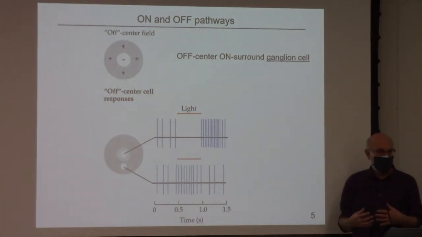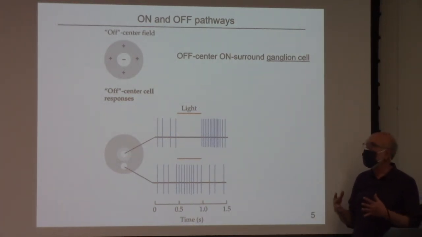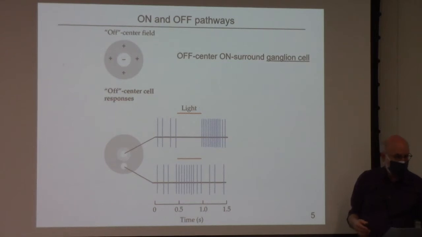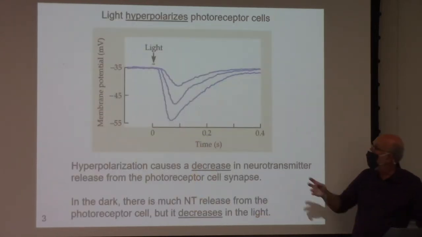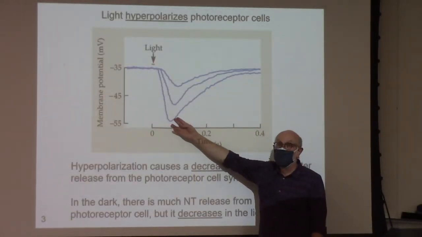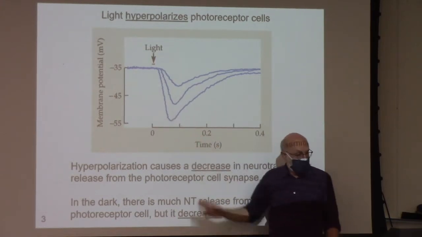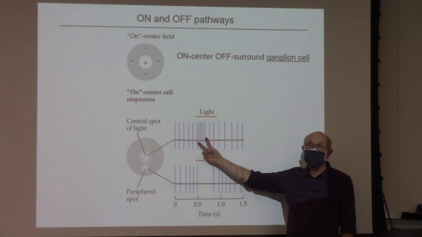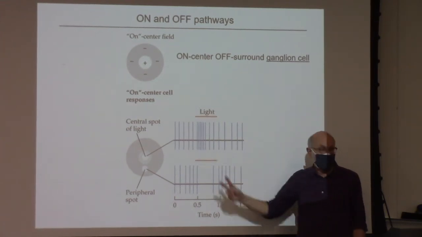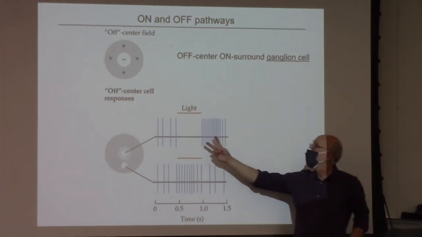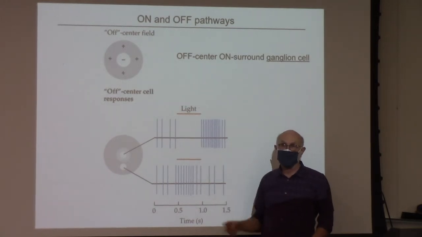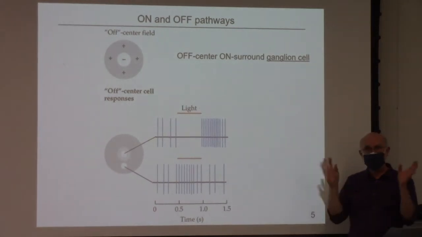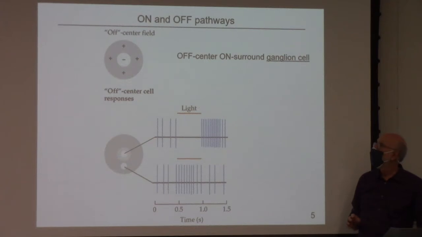Now what I want to do is unpack how a hyperpolarization of the photoreceptor cells is converted into either an increase in action potential frequency in the output or a decrease in action potential frequency in the output. That's where we're going. How does that work? It works like this.